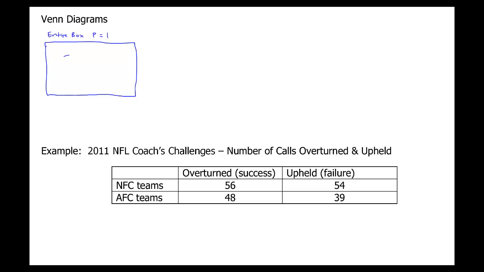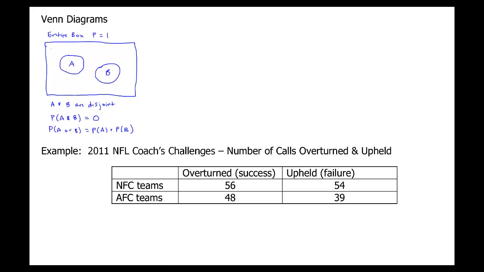If you have mutually exclusive or disjoint events, you'll have A and B as separate events. There's no way that A and B can both happen together. So A and B are disjoint. The probability of A and B equals 0 because they can't happen together. So our probability of A or B is just the probability of A plus the probability of B.